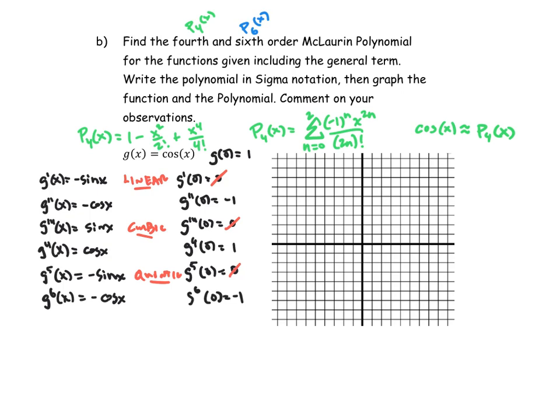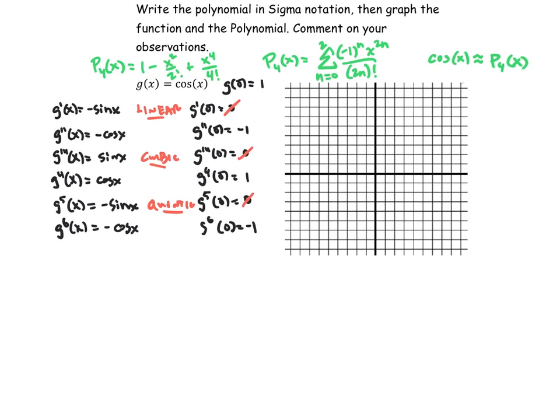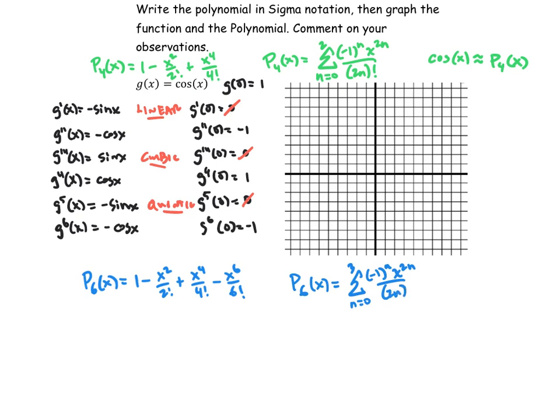Okay, let's construct the sixth degree polynomial, which will just be a couple terms beyond the fourth. And actually, it'll just be one term beyond. So p sub 6 will equal 1 minus x squared over 2 factorial plus x to the fourth over 4 factorial minus x to the sixth over 6 factorial. Of course, the summation or sigma notation representation for that polynomial will be very similar. We're just going to add a term, go out to the third index, same alternator, same general term. This is called the general term. And therefore, cosine of x is approximately equal to p sub 6 of x.